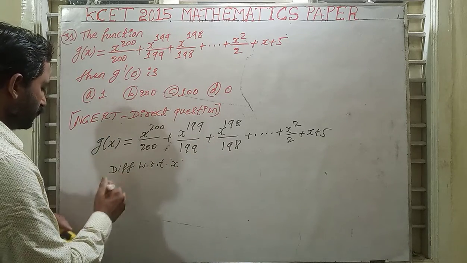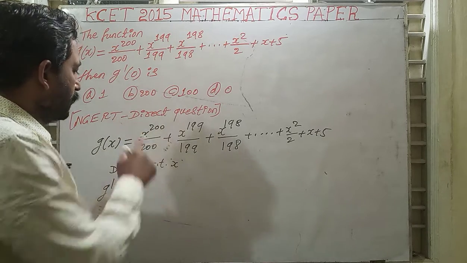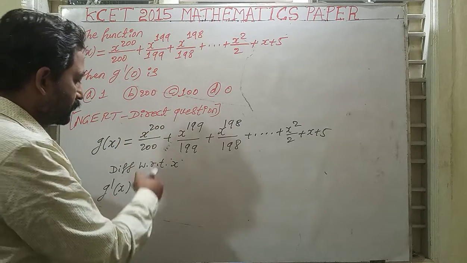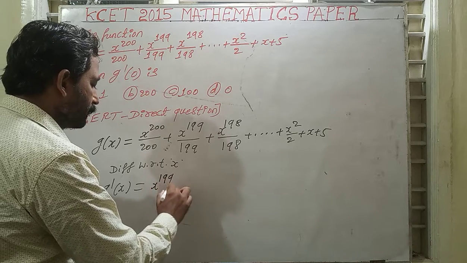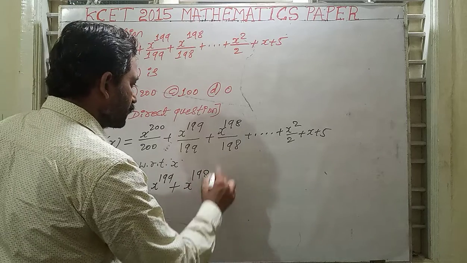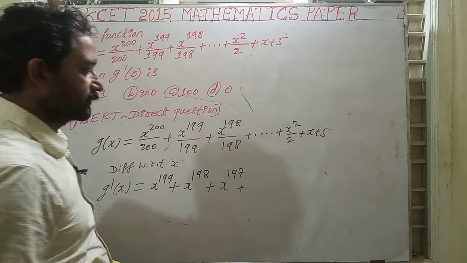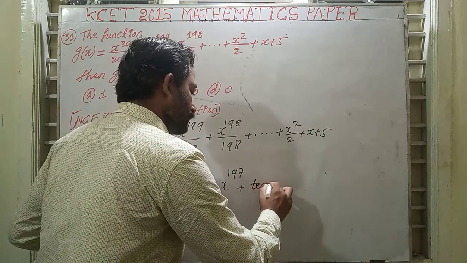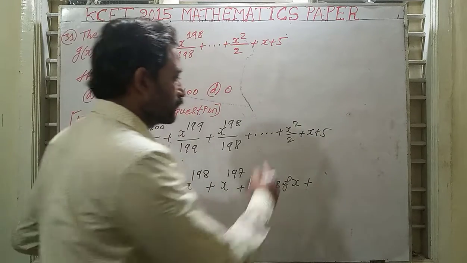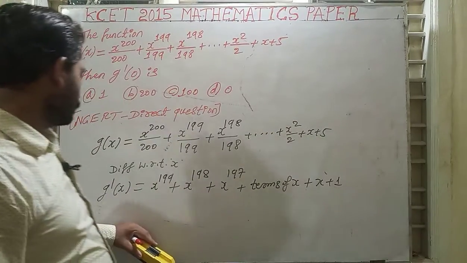Differentiating, g dash of x is equal to 200 into x to the power of 199 divided by 200. Now 200 gets cancelled, it becomes x to the power of 199, plus x to the power of 198, the same way x to the power of 197, and these are the terms of x, plus x square. Differentiating x square gives 2x, the 2 cancels, and the differentiation of x is 1 and of 5 is 0. So we get g dash of x.